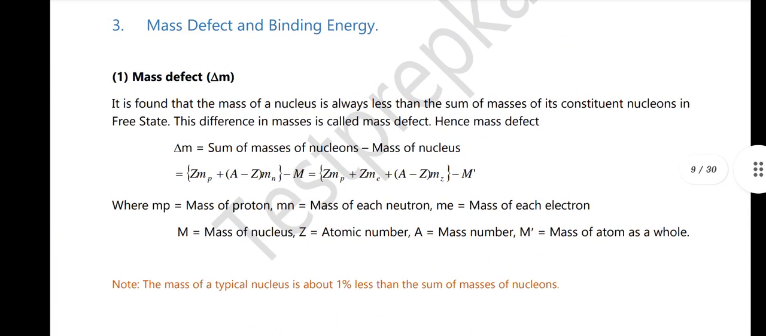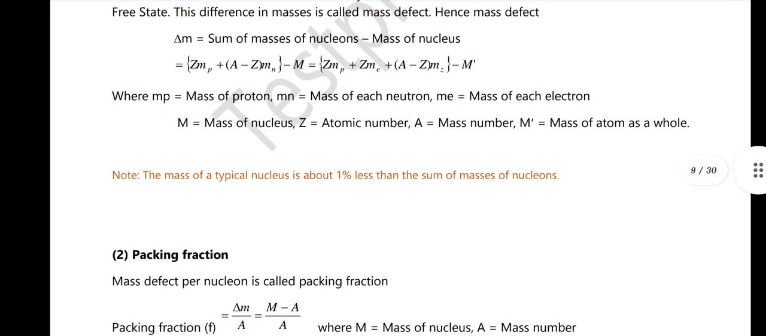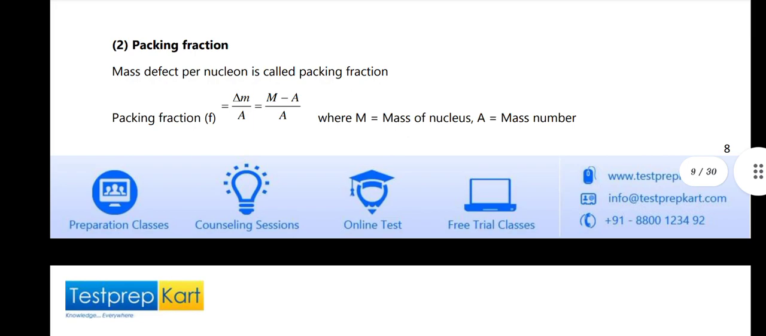I think you understand mass defect. Before going to binding energy, some small topics are there. Let us finish those first, as binding energy is a bigger topic.